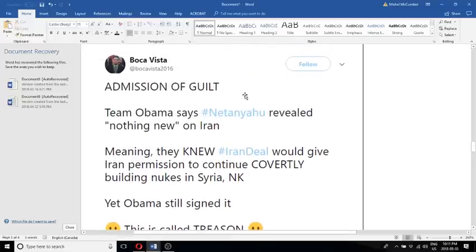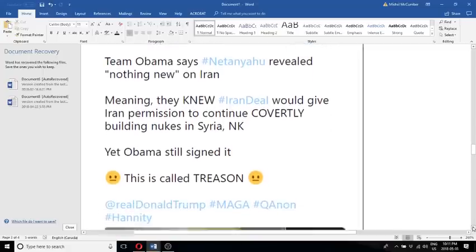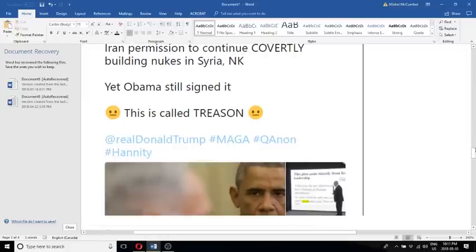Speaking about Obama, he was talking about Netanyahu when Netanyahu was talking about Iran and why it was a bad deal and so forth. Obama says Netanyahu revealed, quote, nothing new on Iran. Now, that means they knew the Iran deal would give Iran permission to continue covertly building nukes in Syria and North Korea. Yet Obama still signed it. Yep. Yeah, this is called treason. That's what it is. Treason.